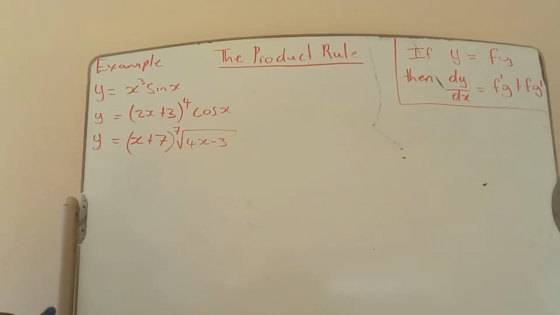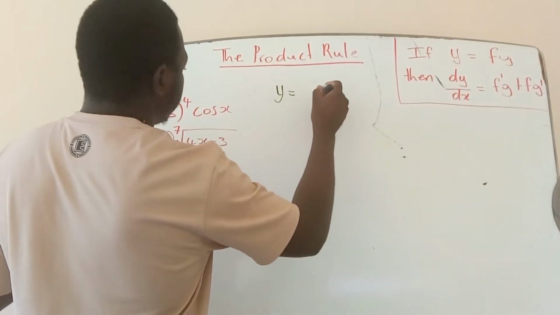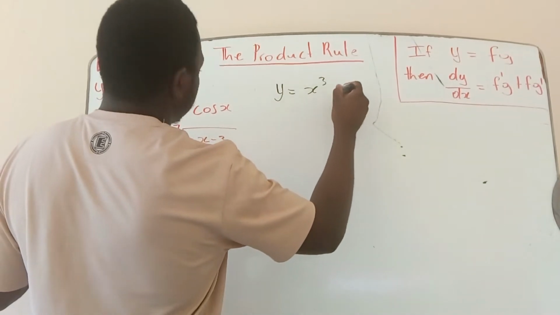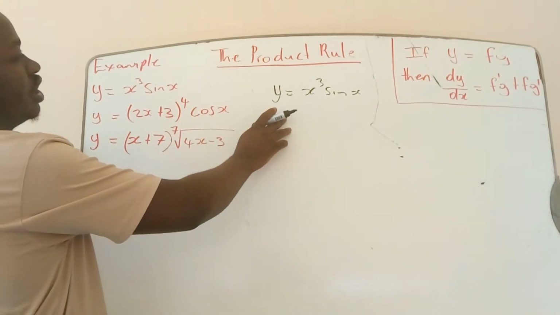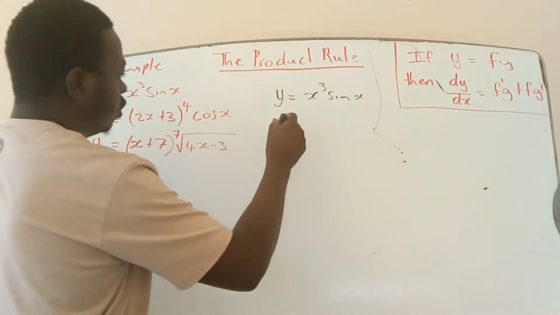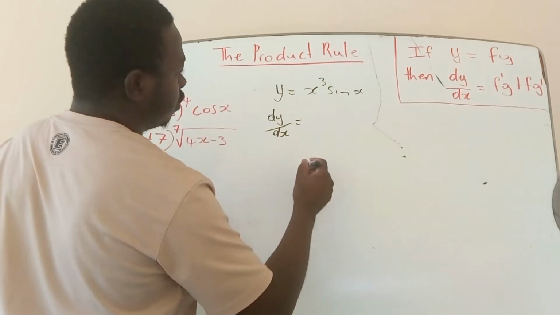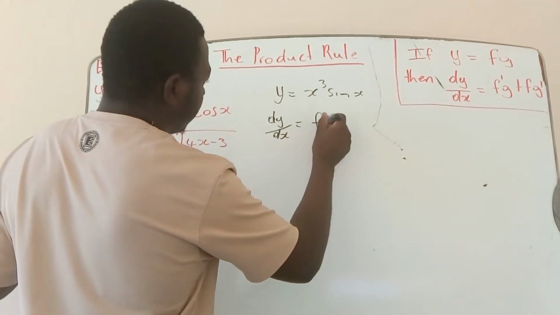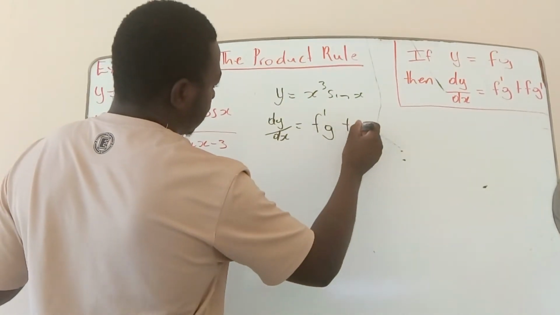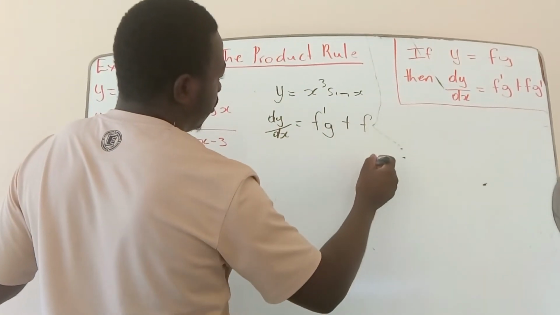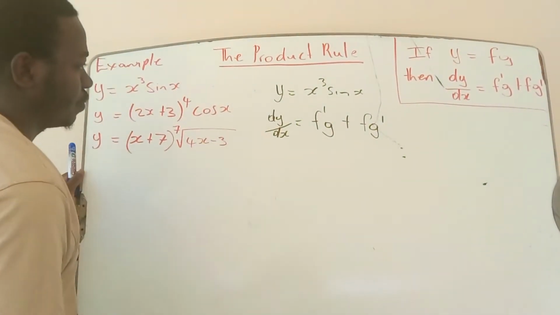So let's look at the first one. We have y is equal to x cubed sine x. You are asked to differentiate this with respect to x. We know that dy by dx is equal to the derivative of the f function multiplied by the g function plus the f function multiplied by the derivative of the g function, right?